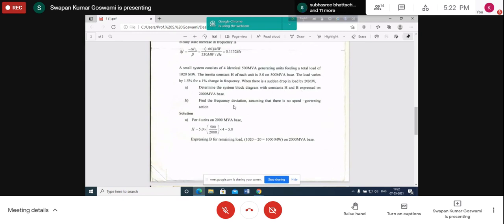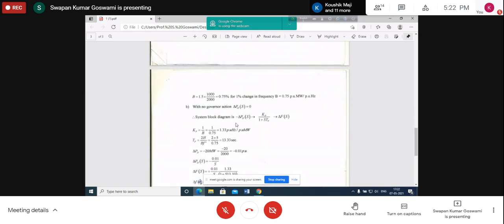The second part is to find the frequency deviation assuming that there is no speed governing action. No speed governing action means R is not available, and del F will be del PD by B plus 1 upon R. R is not there, it is absent. So del F will be equal to del PD by B. With no governor action, del PGS equals 0. Why? Because if no governor is there, who will change the opening of the steam valve? So generation also will not change. That's why del PGS equals 0.